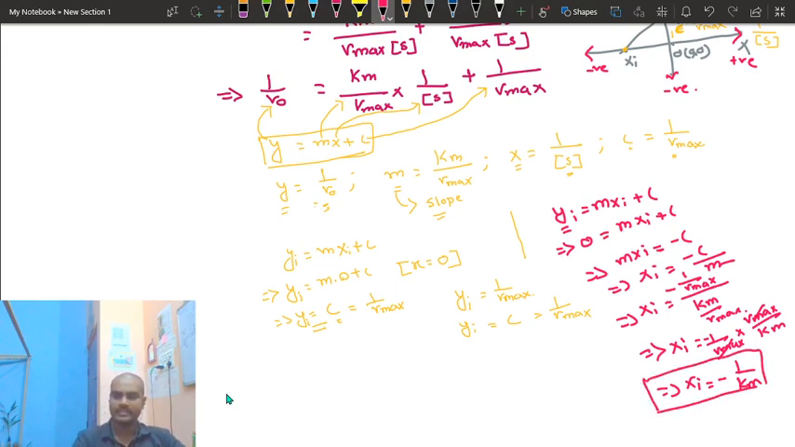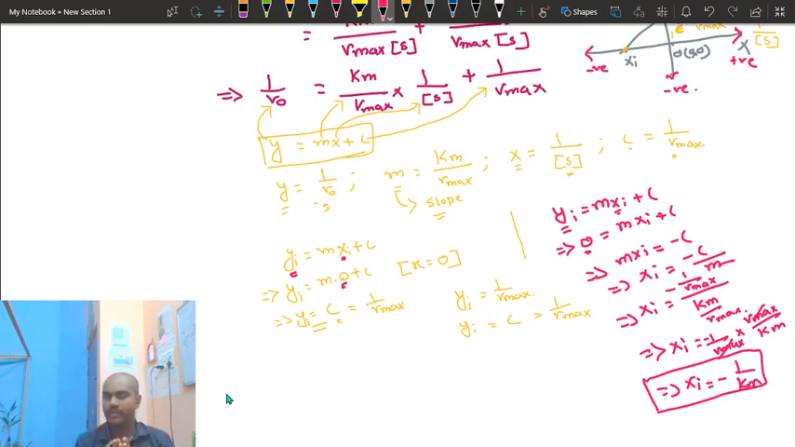This is nothing, you just have to remember one thing: when you have to find out the value of the y-axis intercept, at that time you have to consider the value of the x-axis intercept as 0. On the other hand, if you have to find out the value of the x-axis intercept, at that time you have to consider the value of the y-axis intercept as 0.